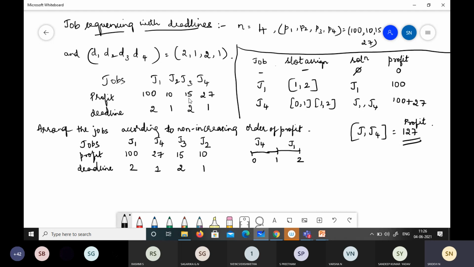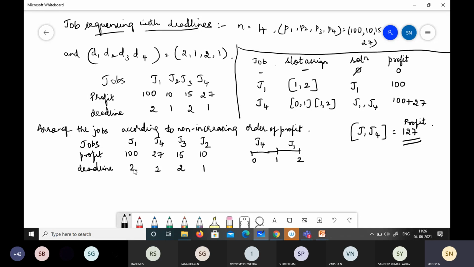That's what this means. So first thing what we do is we just arrange the jobs in non-increasing order of profit, that is decreasing order of profit. So we have arranged them, and then we start with the solution. The first solution, see, 2 minutes, the J1 has a maximum profit. Here the problem is a maximization problem. So we have to select a job with maximum profit.